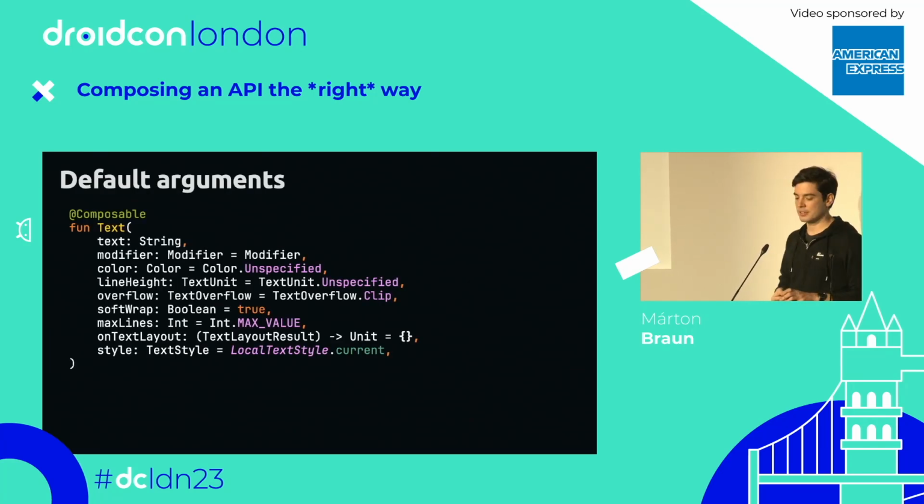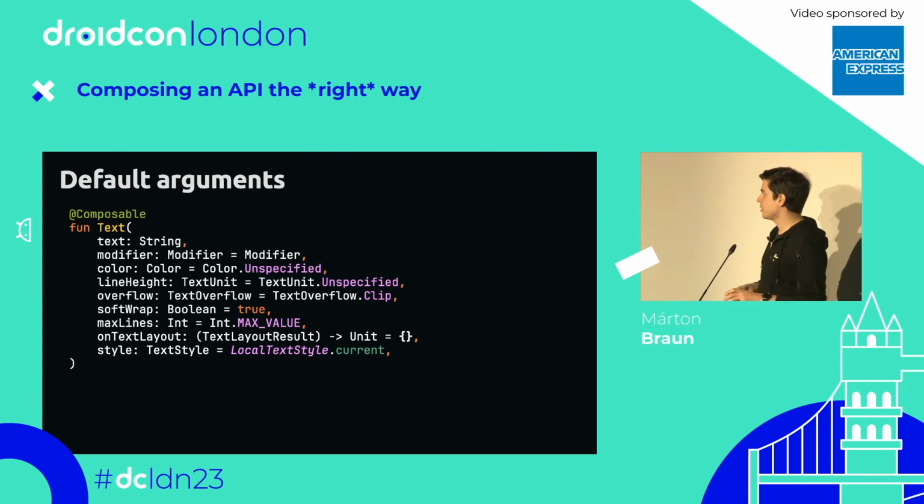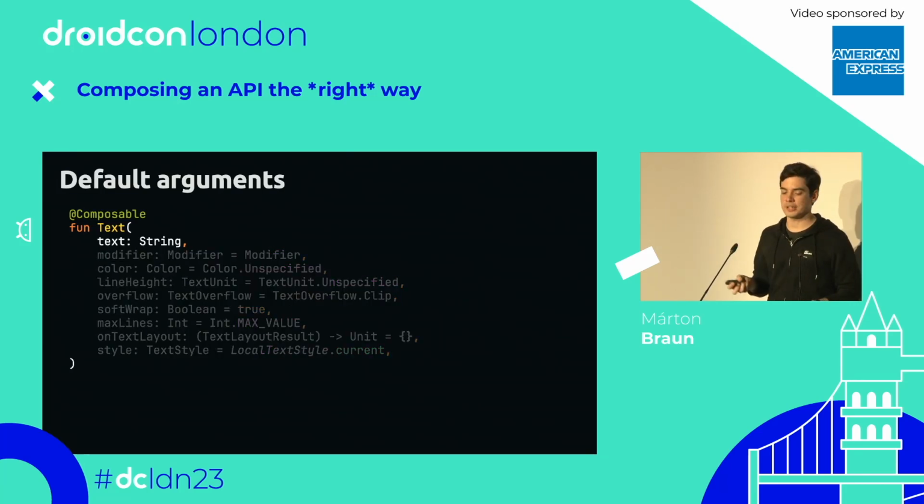Another thing that Compose really loves using is default arguments, which are a great Kotlin feature. What this enables in Compose is components with a lot of customization, like the built-in text composable, for example, which can also be called without all the customization. So in the case of text, you can call the text component passing in just a single string. But then if you need further customization, you have all of these other parameters that you can start providing.